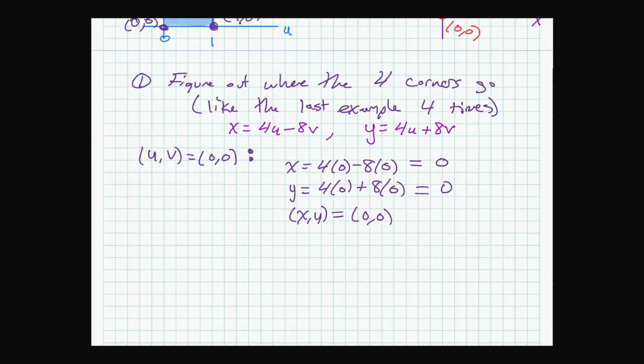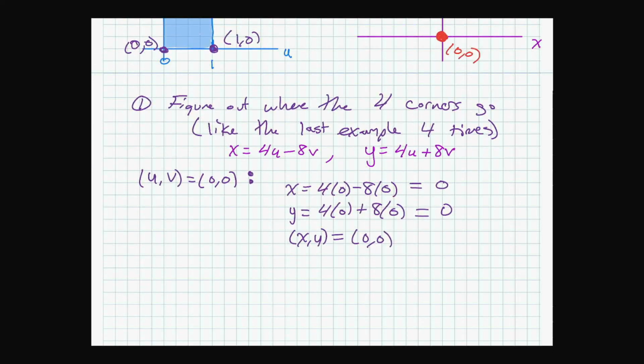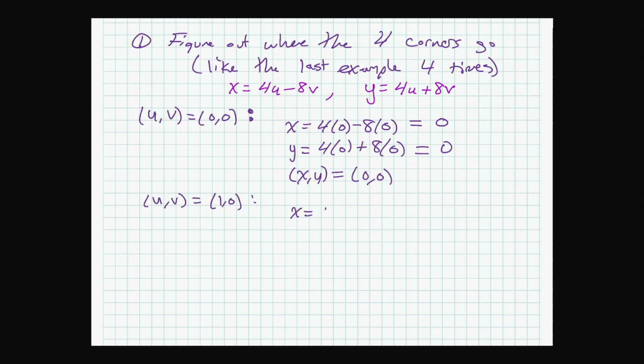Okay? But there's 3 other points. Where do they go? So the next one we could do would be, let's say, UV equals, we can do any of them. Let's do this one because I see it on the screen, 1, 0. So where does 1, 0 go? Well, we're going to plug that in now. So X is going to be 4 times 1 minus 8 times 0. That's going to be 4. Y is going to be 4 times 1 plus 8 times 0. That's going to be 4.